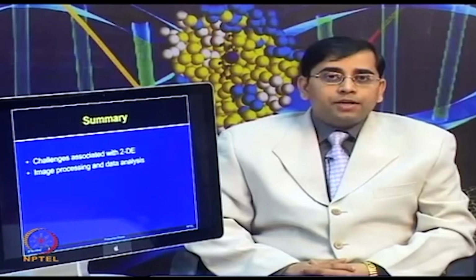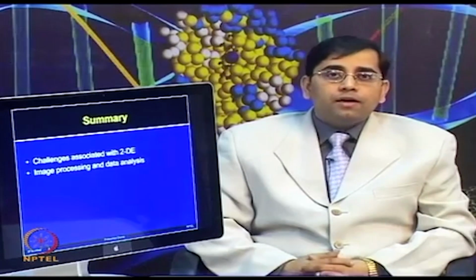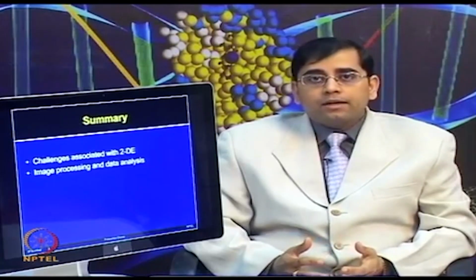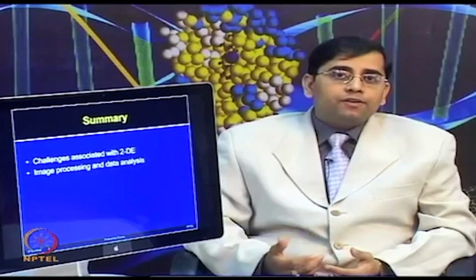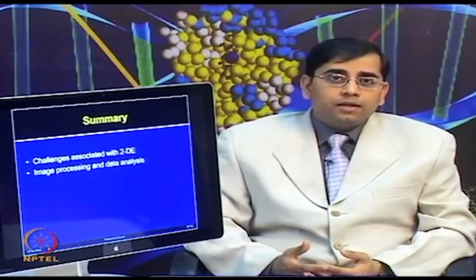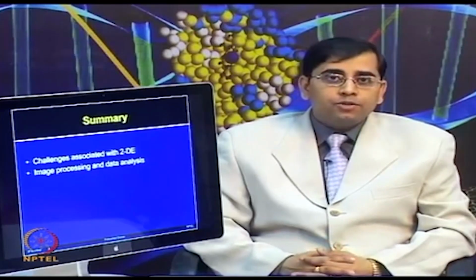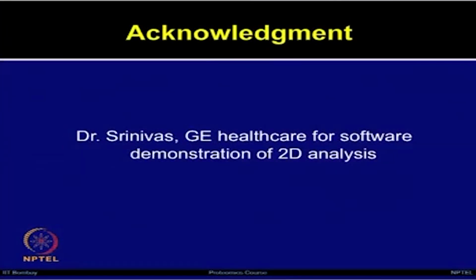At the end, you must appreciate that one needs to do different types of statistical analysis to ensure that the identified spots can really be pursued further for research, and those are going to be further processed by using mass spectrometry. And if they can provide some meaningful information, then one needs to have full confidence. That is why we need to do statistical analysis beforehand. So, I would like to acknowledge Dr. Srinivas from GE Healthcare for the discussion on image processing and data analysis, as well as giving us a demonstration of the software for 2D gel analysis.